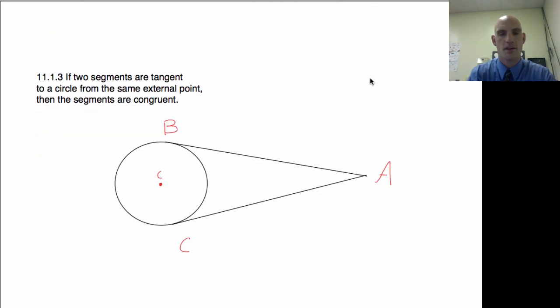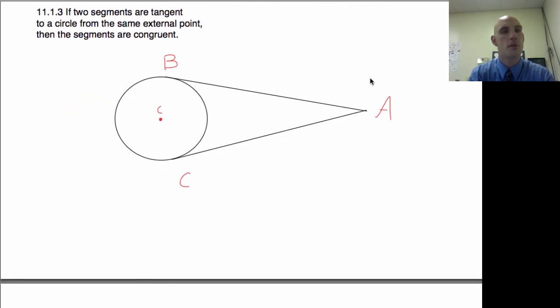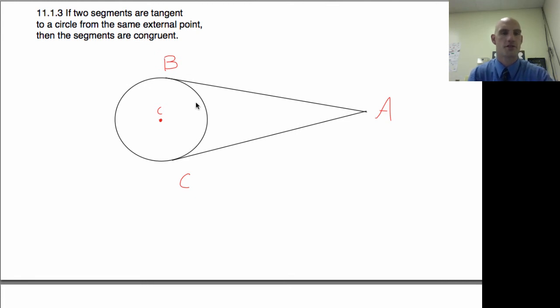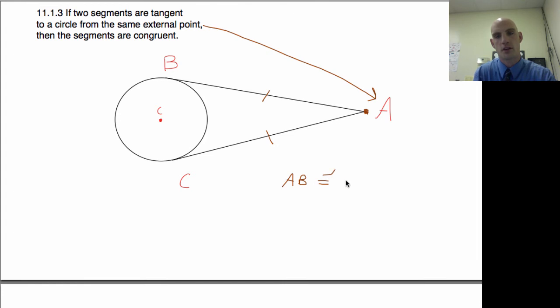The last theorem is probably the one that we're going to use the most. If two segments are tangent to a circle from the same external point, then the segments are congruent. So here's that external point. It's point A. So what this is saying is we have this situation here: AB is congruent to AC. Okay, so that's what that's saying, those two segments are going to be congruent.